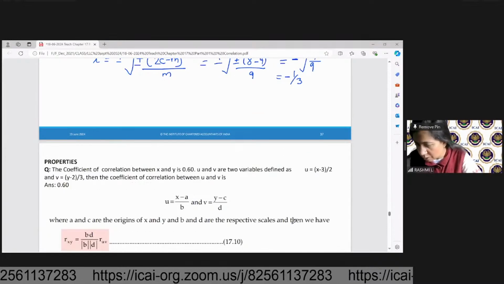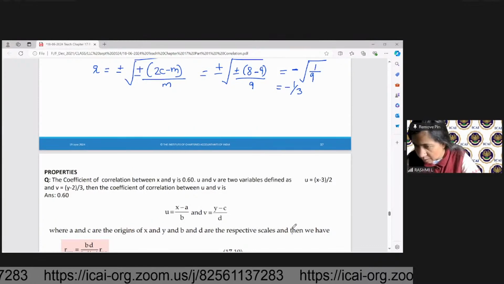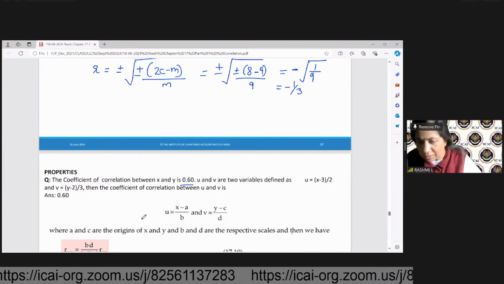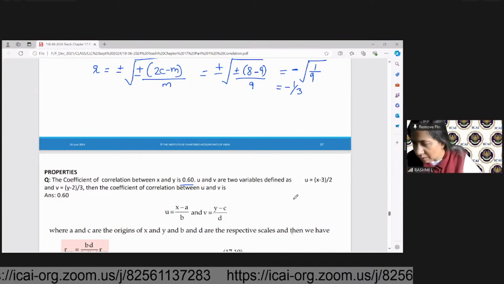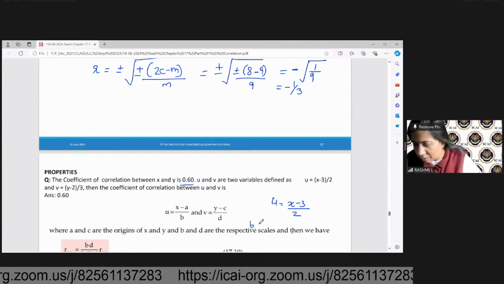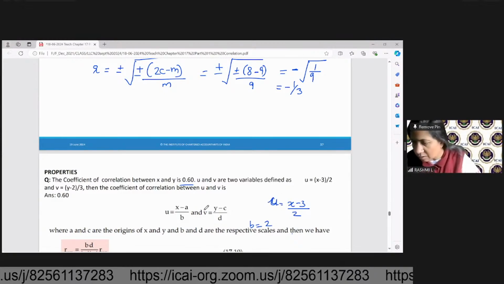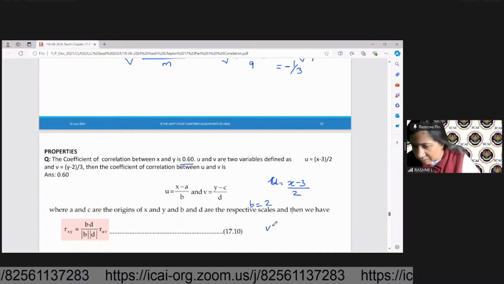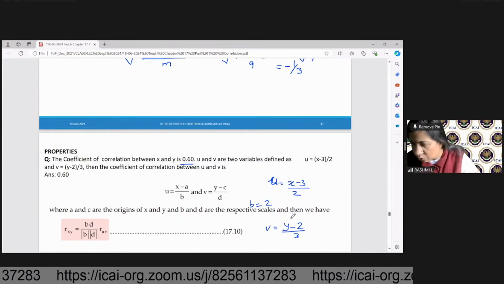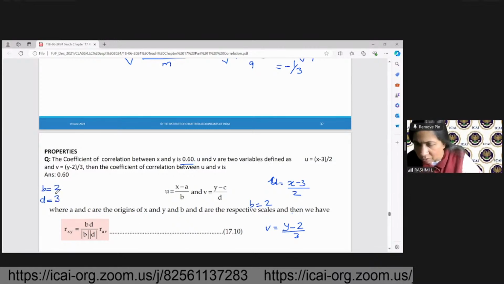So next is about the property. The coefficient of correlation between x and y is 0.6. The two variables are given by this. Okay. See, now what is happening is u is equal to x minus 3 upon 2. So that is b is how much? 2. This is u. And v is equal to y minus 2 upon 3. So write it over here. b is equal to 2, d is equal to 3.